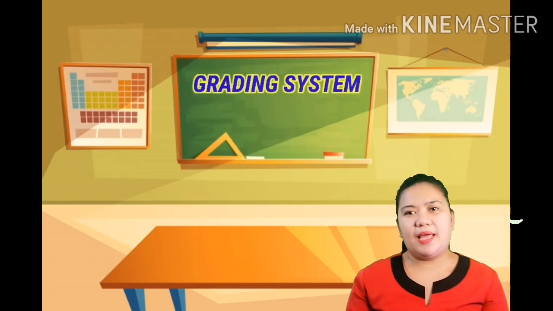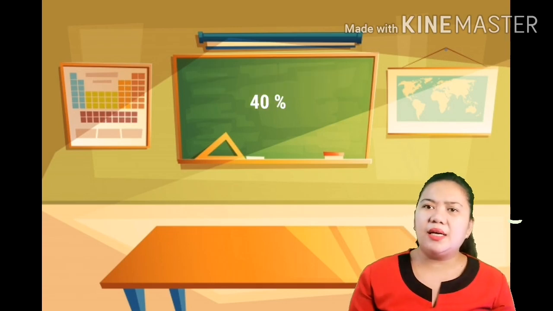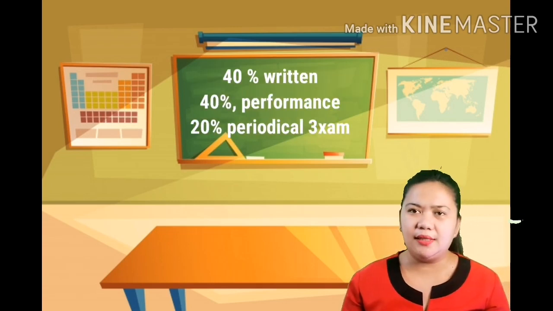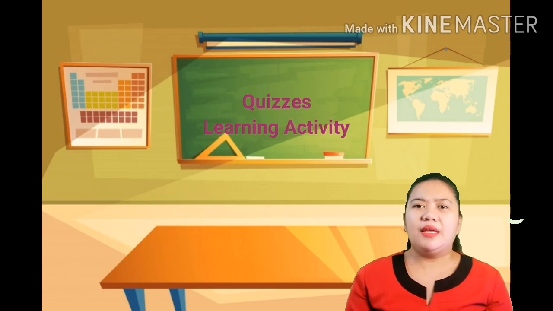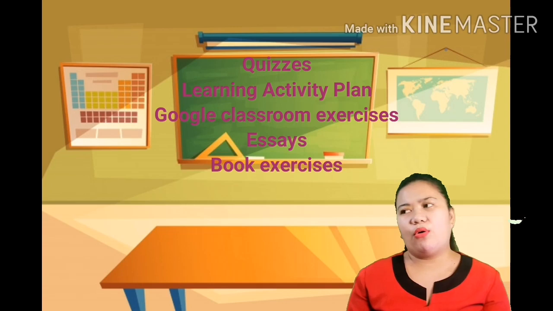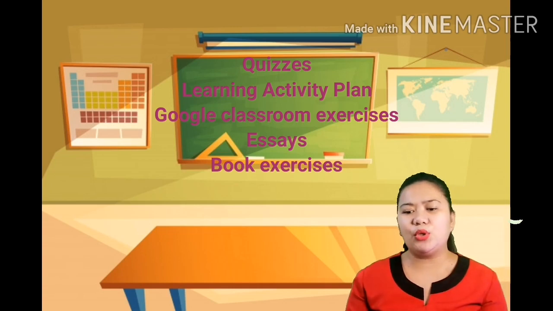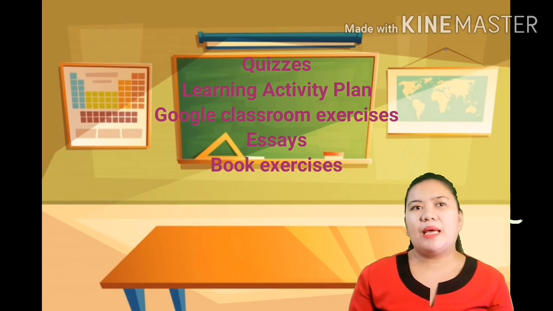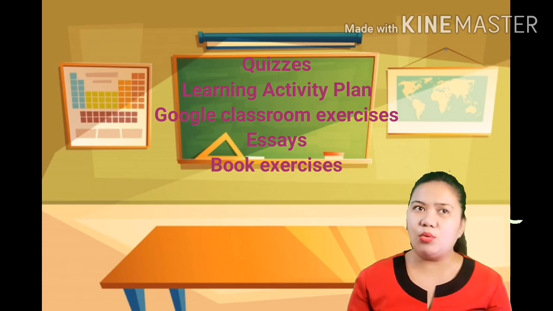Now, for the grading system, there are no changes, just like last year. We will have 40% for the written, 40% for the performance, and another 20% for the periodical exam. The written, as I may reiterate to you, is composed of the quizzes, of course, our learning activity plan that I will be sending to you weekly, and some exercises from the book. Some are actually coming from our Google Classroom.